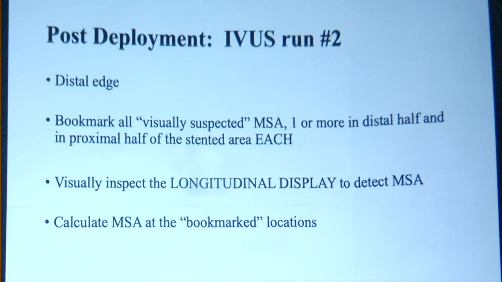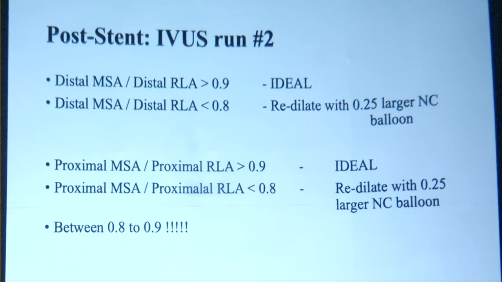We always inspect the longitudinal display of the IVUS at the bottom of the screen to assess for more underexpanded stent areas. Calculate the minimum stent area at the bookmark locations, and then check whether your minimum stent area is greater than 90% of your distal or proximal reference lumen area. If it's not at 0.8 or 0.9, ideally 0.9 but acceptable at 0.8, then you need to dilate more.